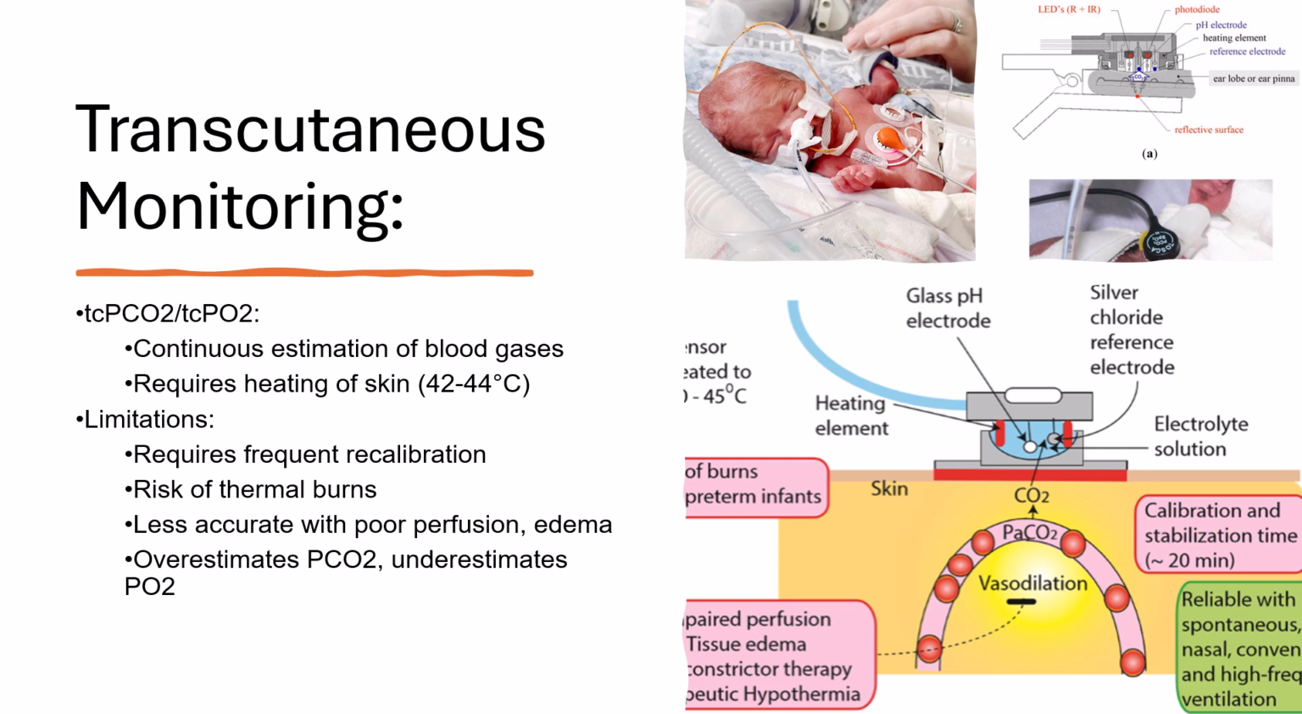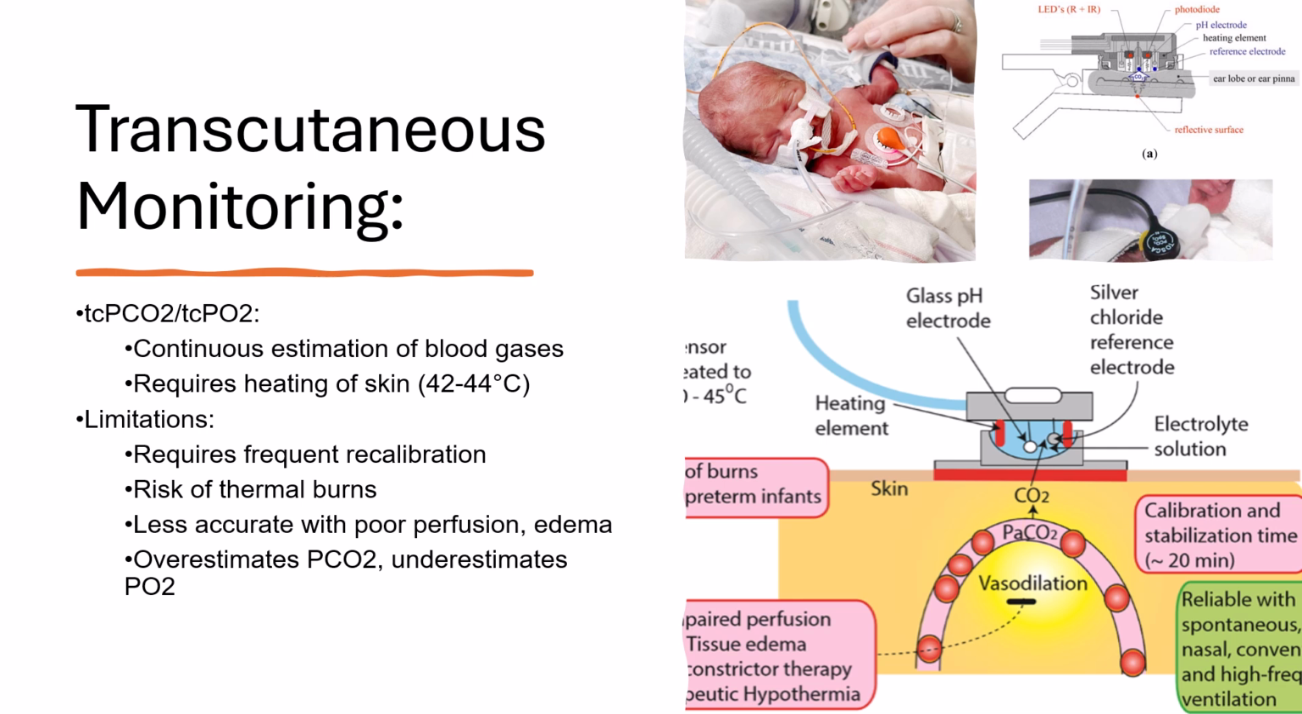Transcutaneous monitoring provides continuous estimation of blood gases through the skin. For transcutaneous PCO2, the sensor heats the skin to enhance gas diffusion, but the values typically overestimate the actual PaCO2. For transcutaneous PO2, heating causes local vasodilation, making skin PO2 approach arterial PO2, though it usually underestimates the actual PaO2.